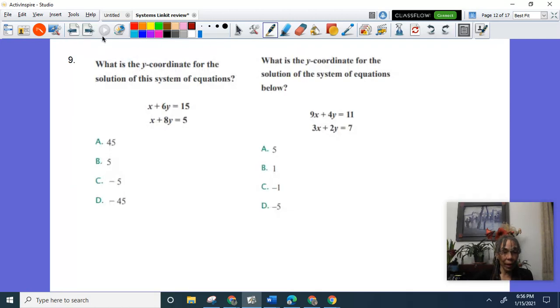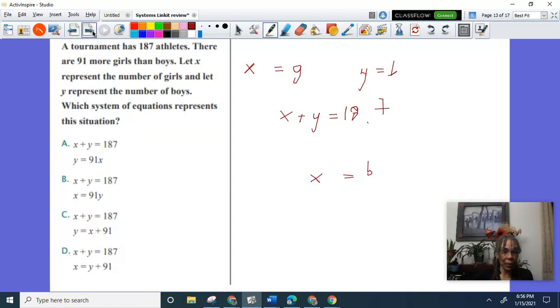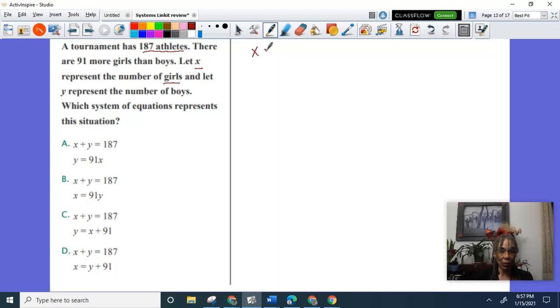Okay, now I've got about 3 word problems. They're all the same idea, just different stuff. We've got a tournament with 137 athletes. They tell us there are 91 more girls than boys. Now they tell us that X is girls, so I'm going to write that down. X equals girls, I'm just going to write G. And Y is boys, so I'm going to write down Y equals B.